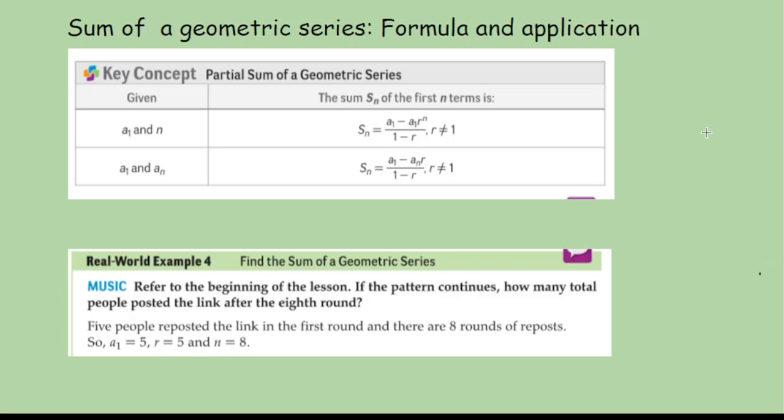All right, last video here for this lesson. So this is sum of a geometric series, formula, and application. There's really only one application problem. It's the one I'm actually using to kind of teach it, right?